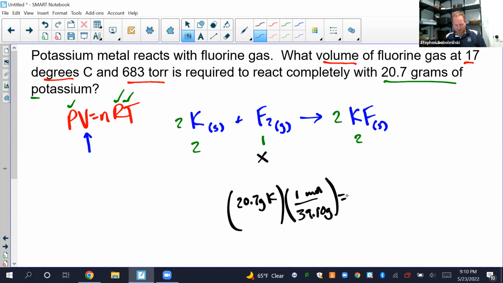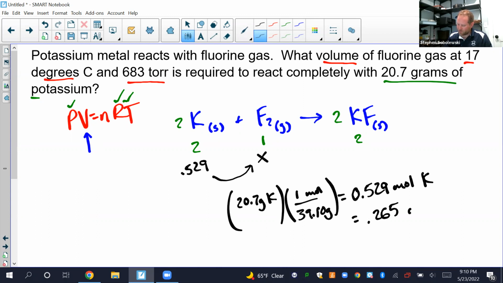20.7 divided by 39.10 gives us 0.529 moles of potassium. Check out the mole ratio from here to here. It's a 2-to-1 ratio, so I'm going to divide that by 2, which gives us 0.265 moles of F2. And just like that, I have n. And now we just solve for V.